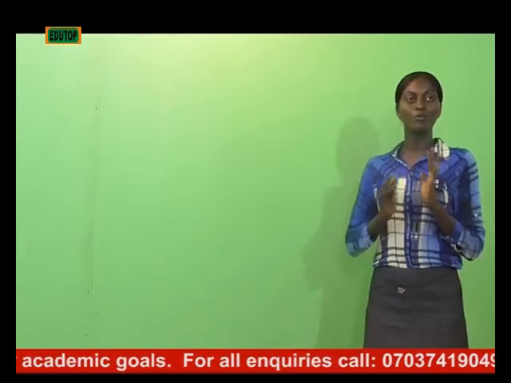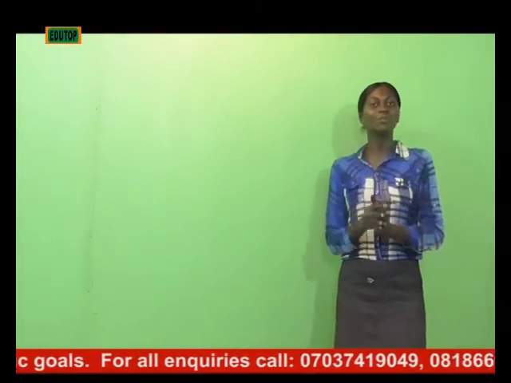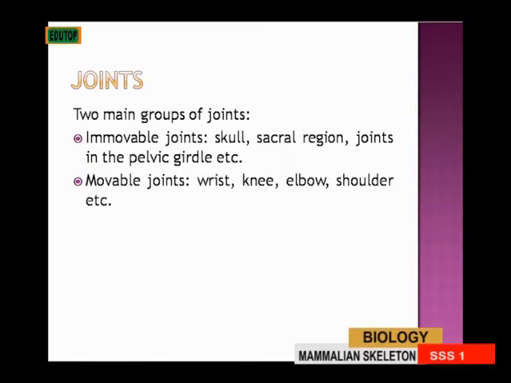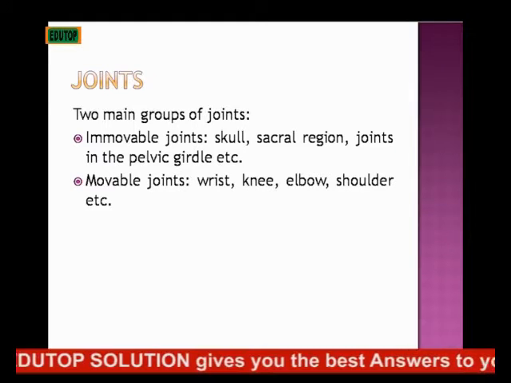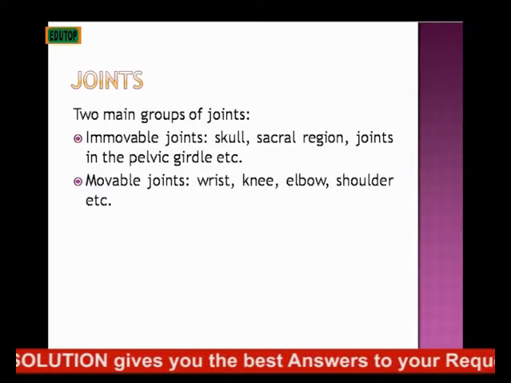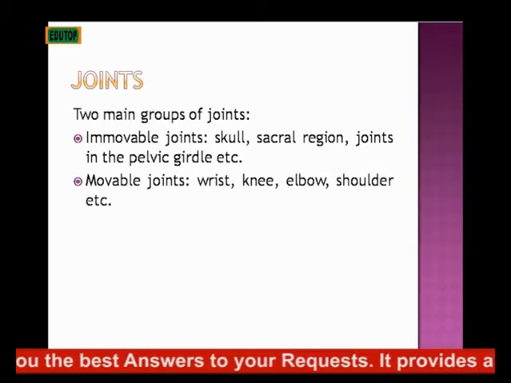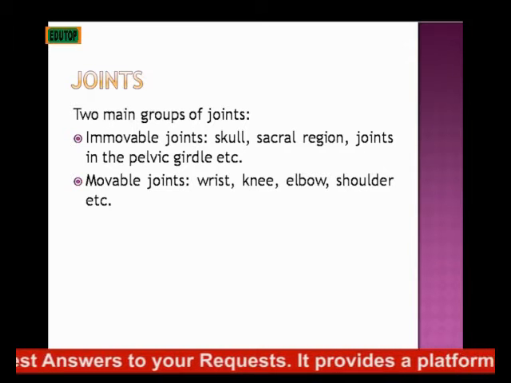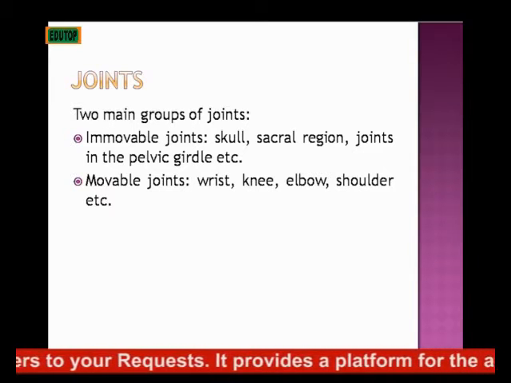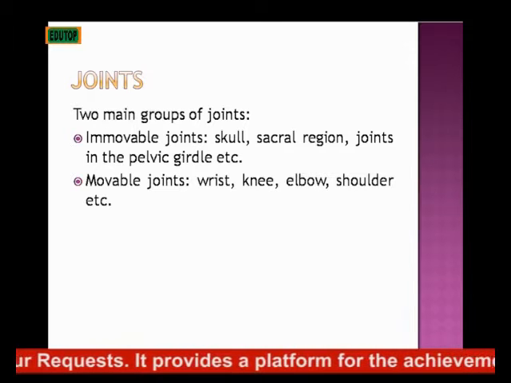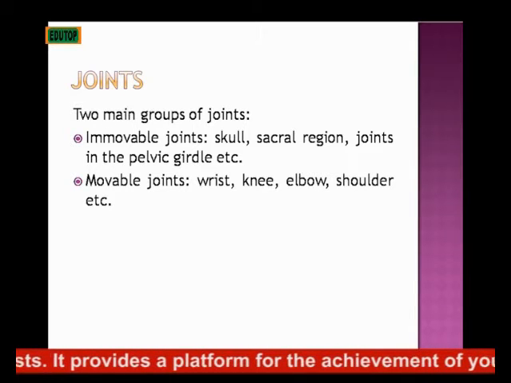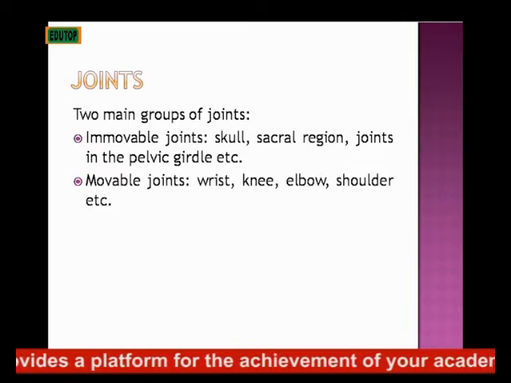There are two main groups of joints: the immovable joints and the movable joints. The immovable joints are the joints that don't move. You don't find them moving when the body is moving, while the movable joints are those that move easily. For example, among the immovable joints, we have the bones of the skull. They don't move, even though they are bones.